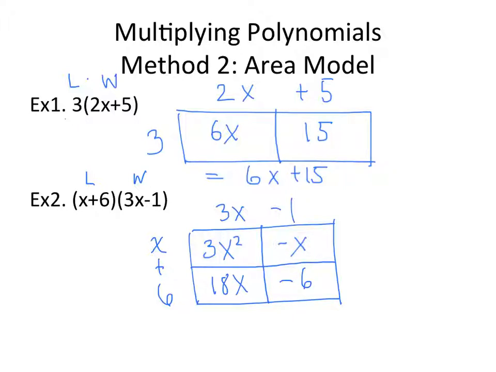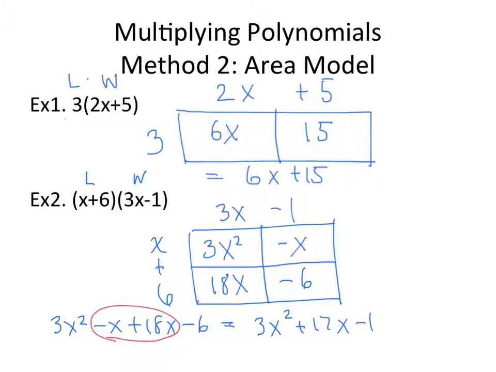And let's take all these terms and put them together. So we're going to have 3x squared minus x plus 18x minus 6. When we combine our like terms, because again, these two x's have the same degree, we'll end up with 3x squared plus 17x minus 6. And again, if we look at our previous slide, it's the same solution, just another way of doing the same thing.